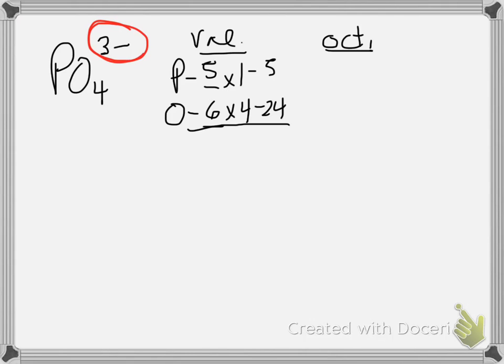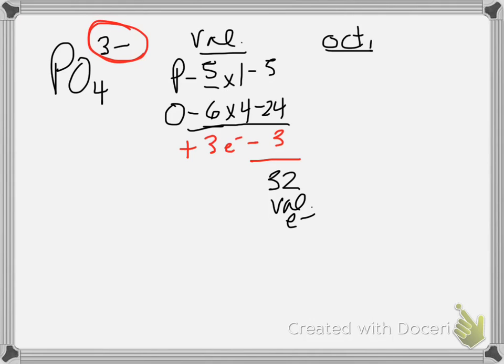Here's the catch. It's got a 3- charge. Does it have extra electrons or did it give up electrons? It's got extra electrons. How many extra electrons? 3. So we have to put in here plus 3 electrons. So this is coming in then with 32 valence electrons.